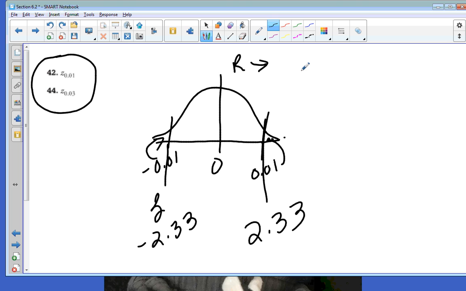That concludes section 6.2, which is the introduction to the normal curve.